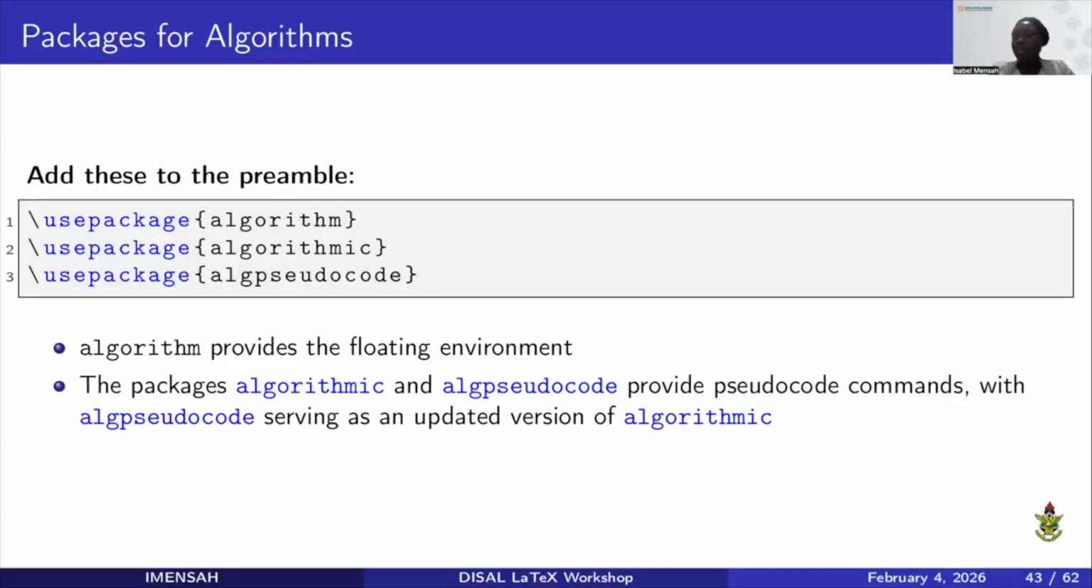Its newer version is the algpseudocode. But however you use them, you should have results. They would work. So if you don't have algpseudocode, you can always use algorithmic to create the content of the code, and then use the algorithm as its floating environment for you to position and caption, etc.